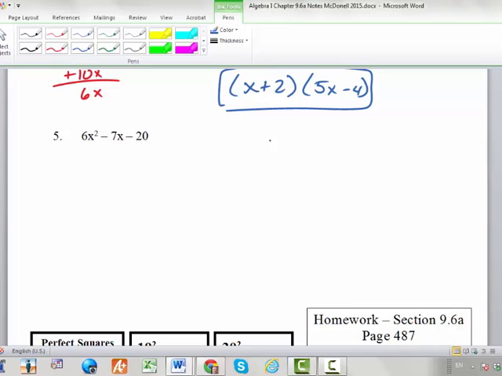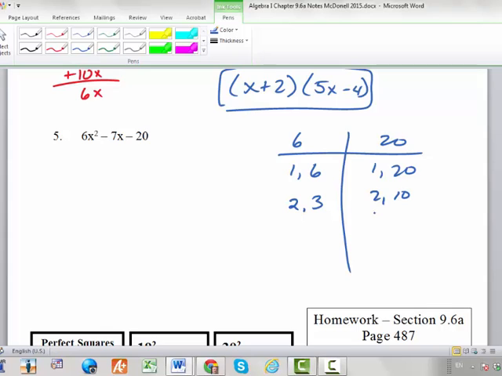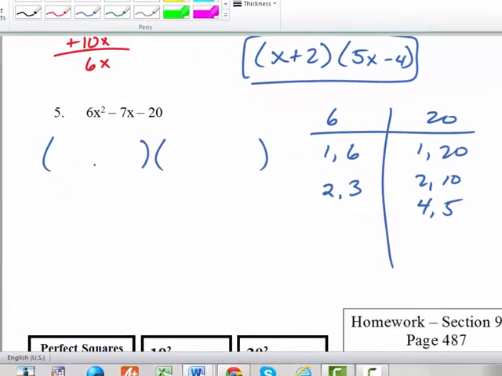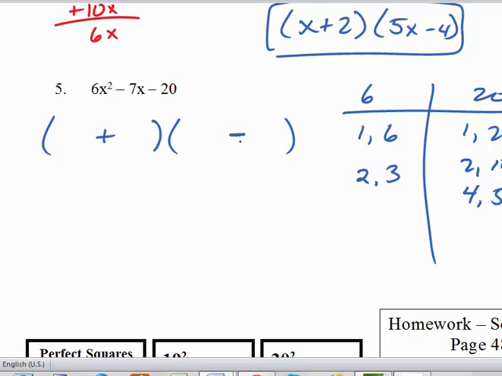So, as we look at 6 and 20, let's try to write down the factors. 1 and 6, 2, 3, 1, 20, 2, 10, 4, 5. Well, let's try to puzzle this through. It's a negative 20 right there. That means the signs have to be opposite because of the negative number.